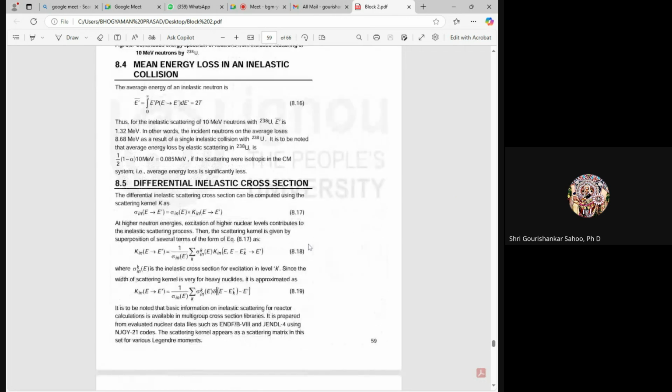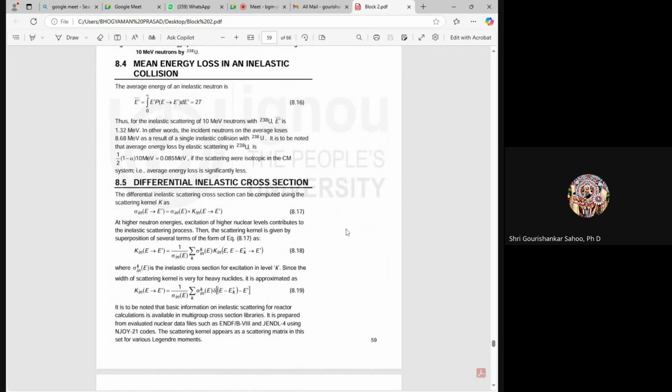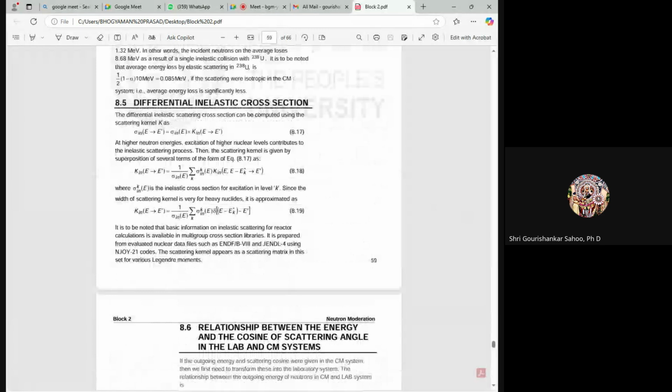Okay. Then we shall discuss the differential inelastic cross section. The differential inelastic scattering cross section can be computed using the scattering kernel K as sigma(E to E dash) is equal to sigma(E) multiplied by K(E to E dash). So your K is equal to 1 by sigma(E) summation of K sigma(E) delta(E minus E dash E K star minus E dash). Your basic information on inelastic scattering for reactor calculation is available in multi-group cross-section libraries.